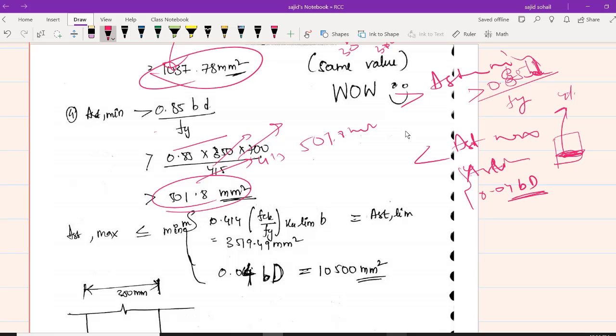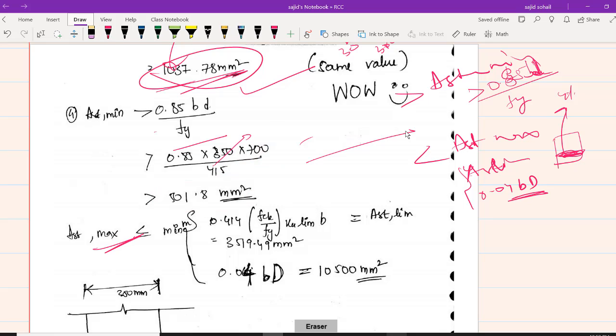See, 1038 is greater than 501, right? Then you are safe. First condition is satisfied. Now let us see AST maximum.